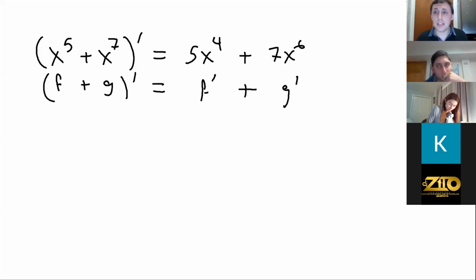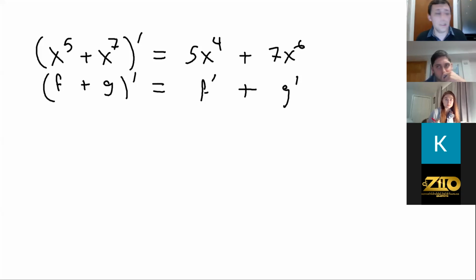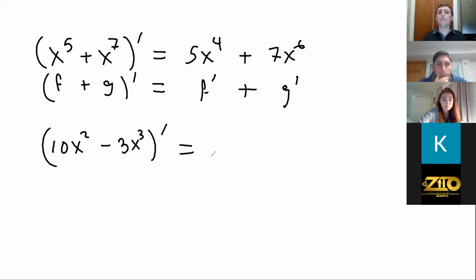All right, let's just see for a moment, guys. Okay, so this thing. What do you think would be the derivative if I have 10x squared minus 3x cubed? What do you think the derivative would have been now? So this, you were right.